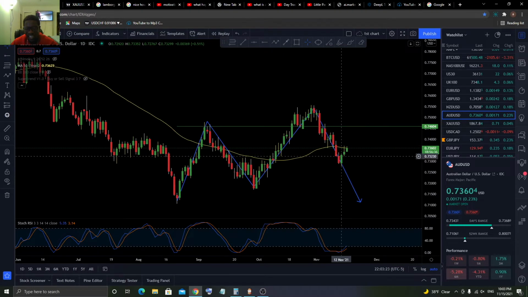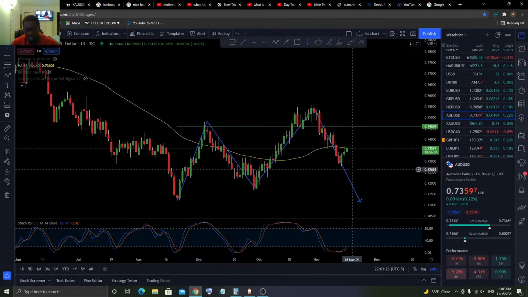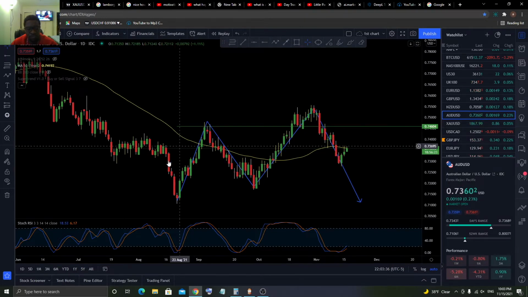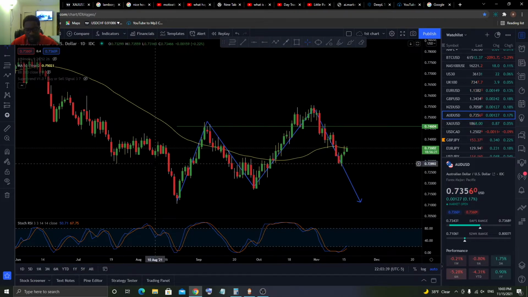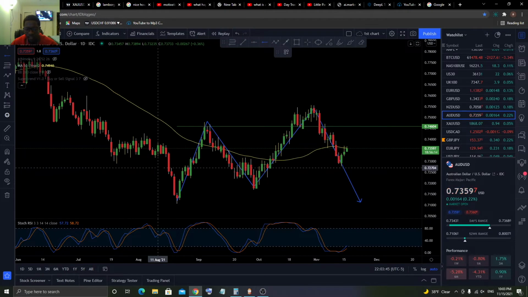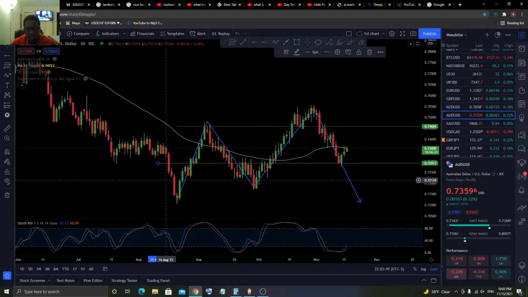And I can get another entry if price drops to come here. I can take another entry somewhere around here, because this is a support. If you break this support, look, this is a big support right here. Look at this support. Look, easy. Don't cry in your chat, guys. Take it easy. It takes time to understand, but when you understand, it becomes easy for you.